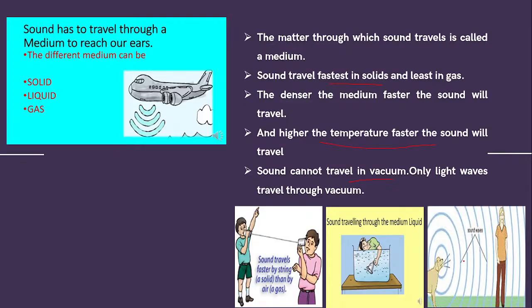There is no string here, no water. What is there? This is air, right? So air, that means gas. You can say air is the medium here. That's how sound will travel. So out of these three, the sound will travel fastest in solid. Is it clear till here? If it is clear, give a heart.